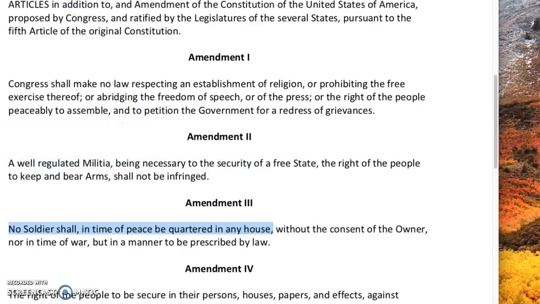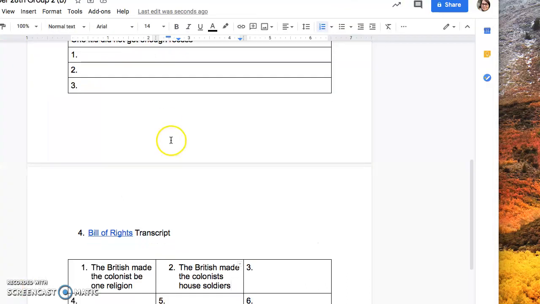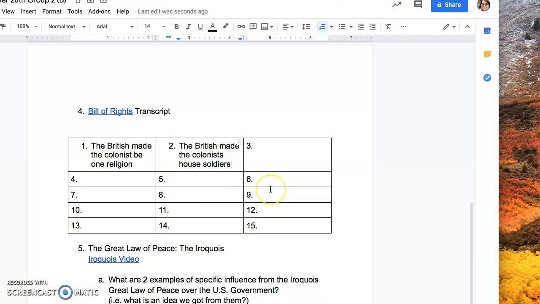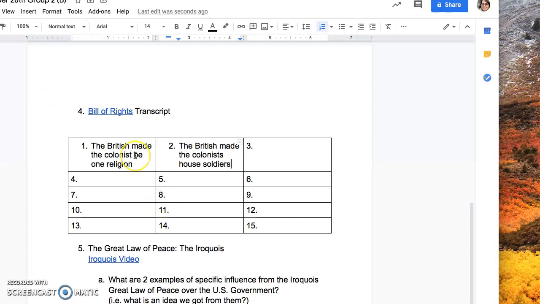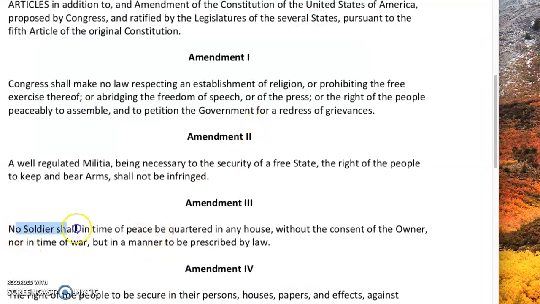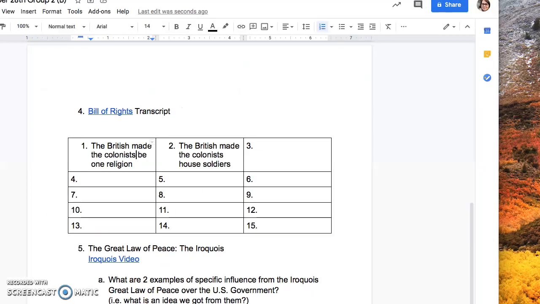So what I want you to do, and you're going to shoot for 13 more, is go through this Bill of Rights document and find 13 more things that were happening to the colonists at the time to make them want to make these rules. So for instance, they had a rule that Congress shall make no law respecting an establishment of religion. Well, I would say then that the British made the colonists be a certain religion. And then my second example was no soldier shall in time of peace be quartered in the house, which tells me that the British made the colonists house those soldiers. Okay, pause the video, go back and do those 13.